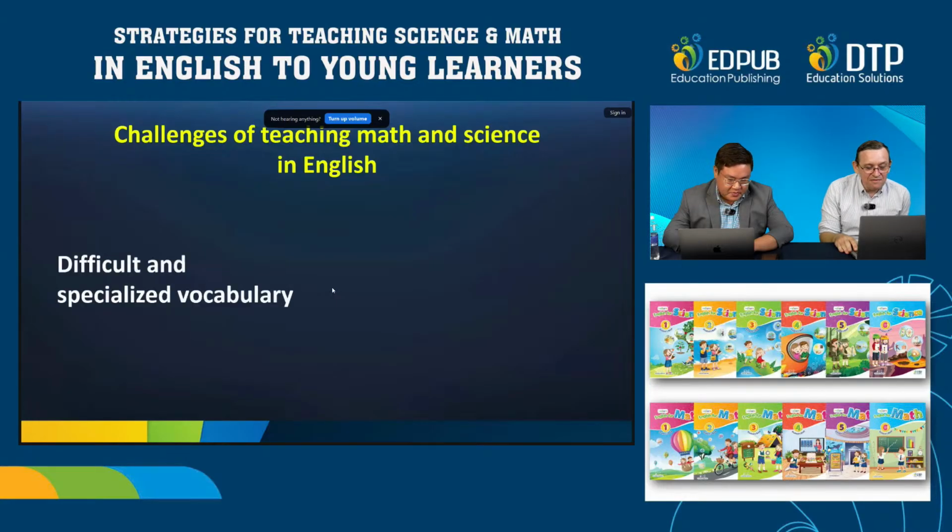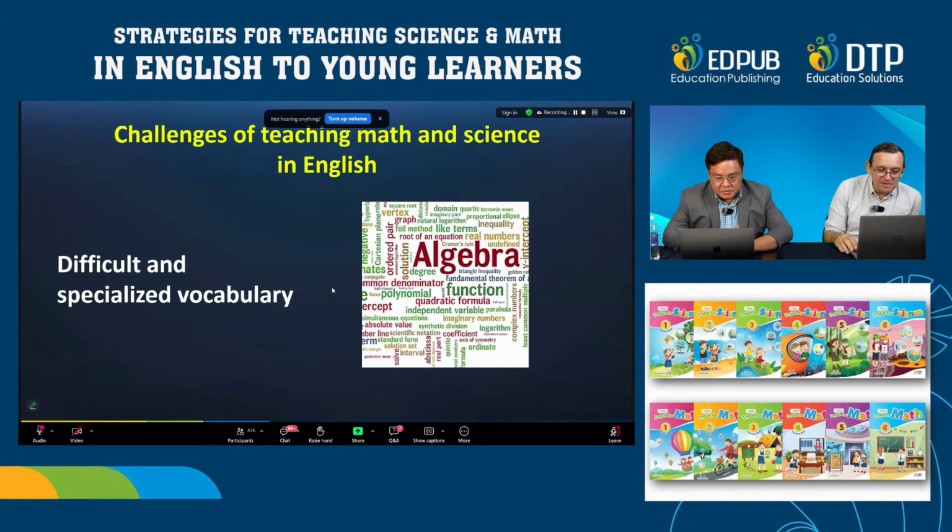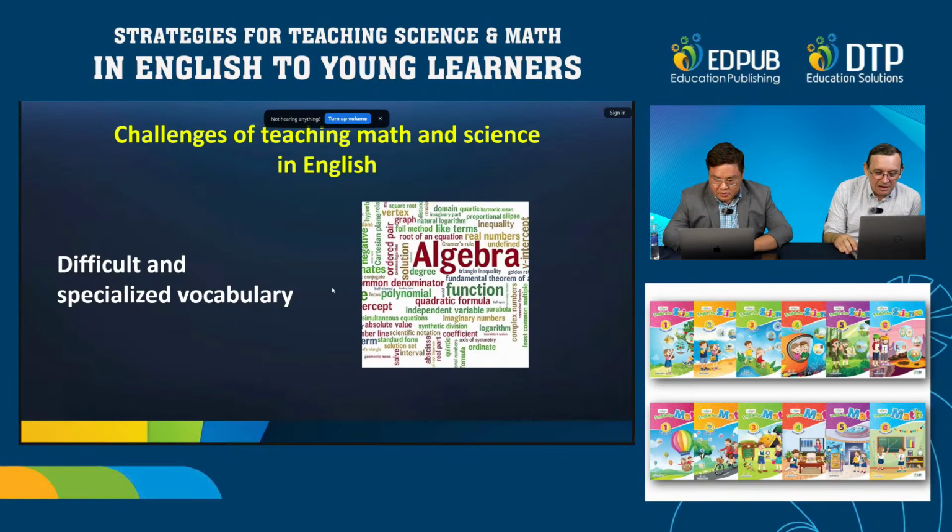And we have got difficult and specialized vocabulary. So yeah, math and science have their own vocabulary that you won't find if you're just learning through traditional English language books. So you can see some examples here. We've got algebra, we've got quadratic formula. I mean, these are for secondary school, so they're very, very difficult. But yeah, this is a challenge.